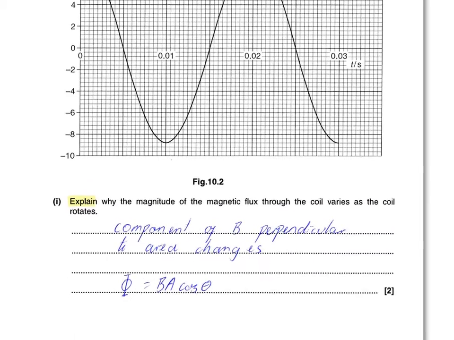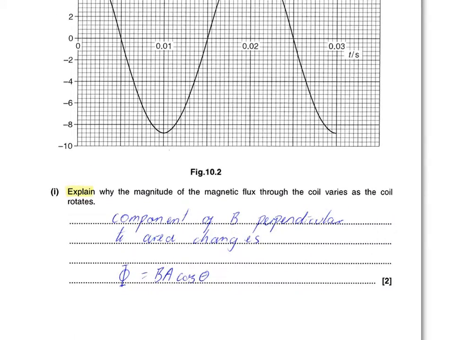And the next question asks us to explain why the magnitude of the magnetic flux through the coil varies as it rotates. So why does it change? And there's 2 marks here, and possibly if you explain that well enough that would get you the whole lot. But the starting point is that the component of B that is perpendicular to the area changes. So as I rotate that coil round, the component of the field that is perpendicular to that area changes, and then really to take that further you need to explain it in terms of BA cos theta, explaining the shape.